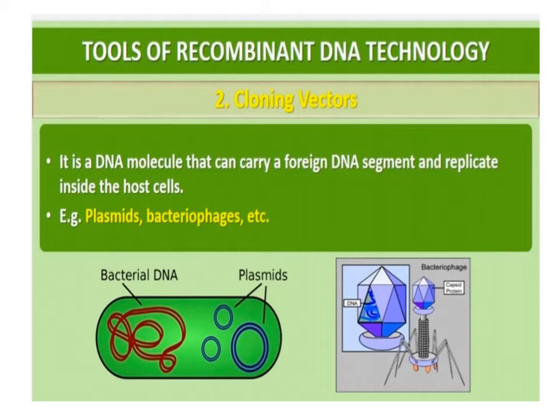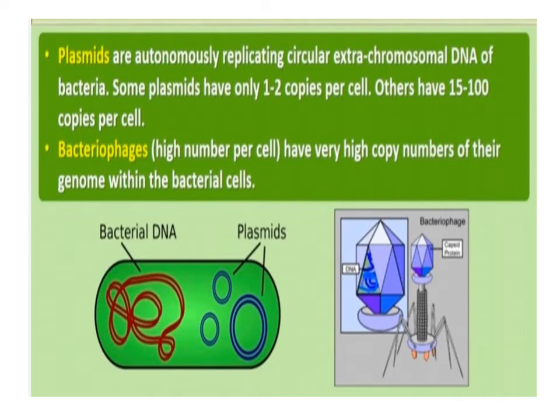Cloning vector. Plasmid and bacteriophage are the commonly used vectors because they can replicate independently within bacterial cells. If an alien piece of DNA is linked with bacteriophage or plasmid DNA, we can multiply its number equal to the copy number of the plasmid or bacteriophage. Bacteriophages have a very high copy number of their genome per bacterial cell.